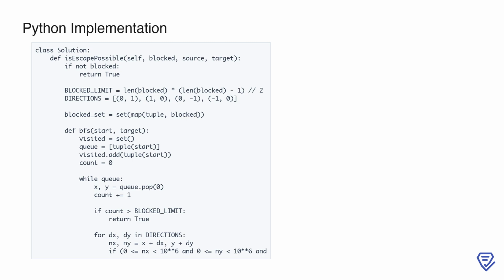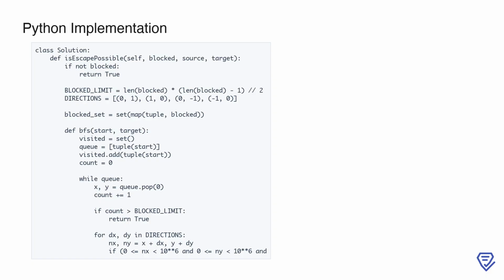After setting up these preliminaries, we define a helper function BFS, which uses breadth-first search to explore the maze starting from a given position. Inside the BFS function, we initialize a visited set to keep track of cells we've already explored and a queue to manage the cells we need to process. The starting position is added to both the visited set and the queue, and we initialize a counter to track the number of cells we've explored so far.